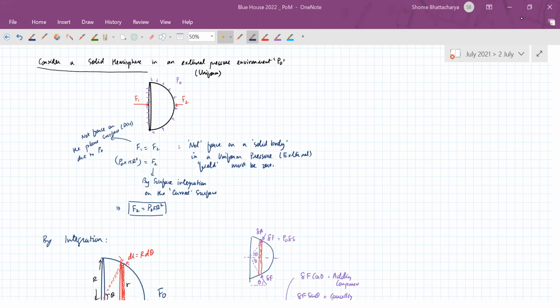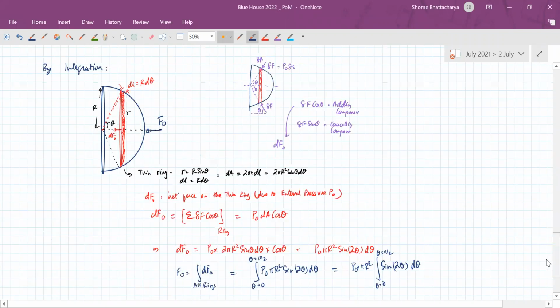Sir, sorry sir, I thought it was my connection problem. Okay, so now complete this integration of sine 2 theta, put the limits, and you can show that it will come out to be the same.